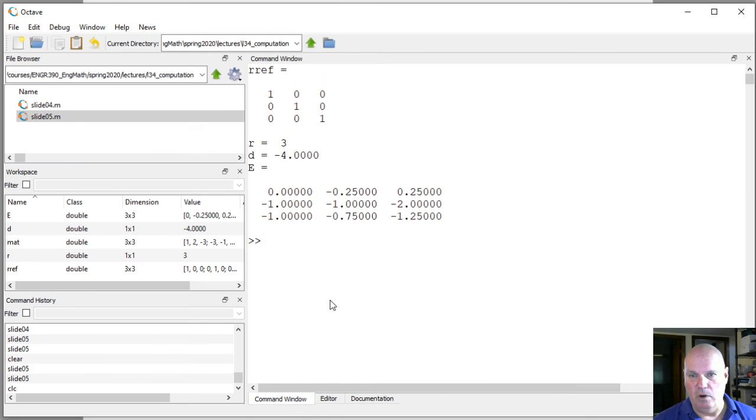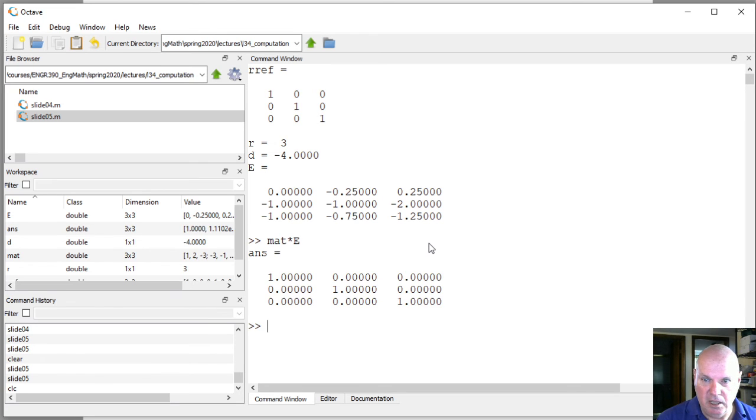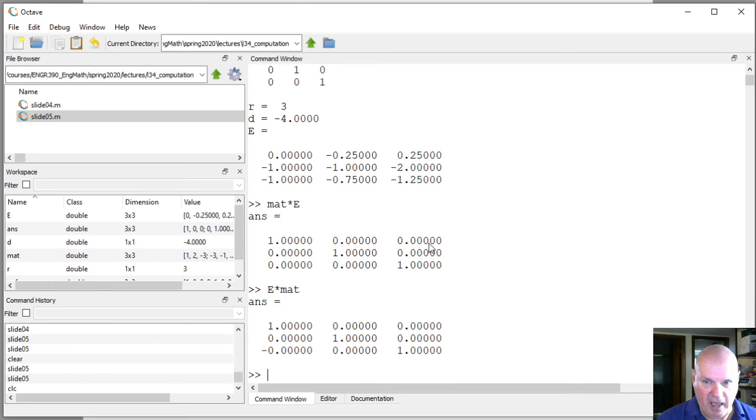And so when I run that, here's the reduced row echelon form. It reduces to the identity matrix, has a full rank, has a determinant of -4. And then this is actually the inverse of the matrix. And so certainly if I take mat times E, I should get the identity matrix. Similarly, E times mat will give me the identity matrix.